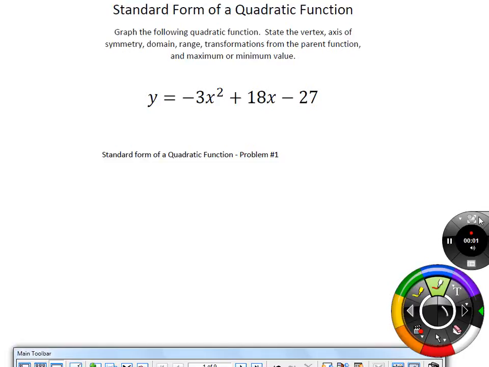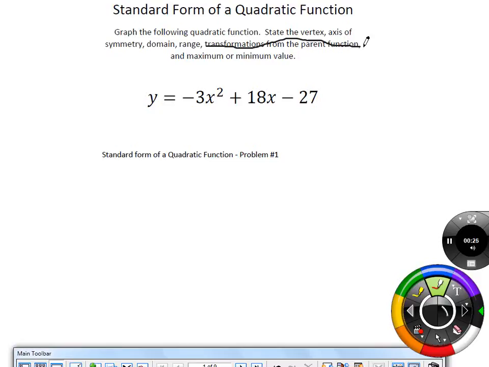Problem for standard form of a quadratic equation. You have a quadratic equation, and you are asked to graph. Here, it should not talk about the transformations from the parent function. Sorry, so we shouldn't have to do this in standard form.